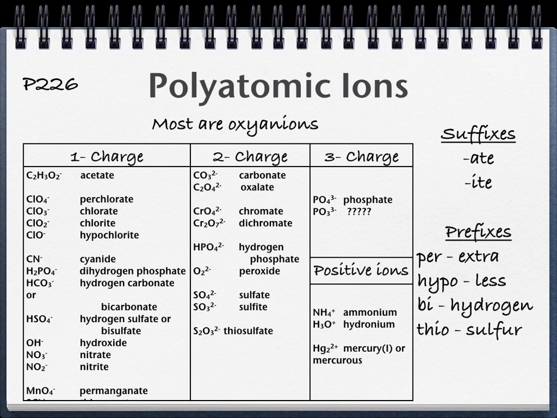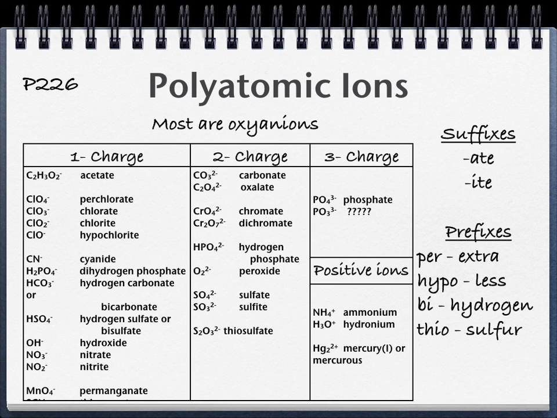Another prefix that we see is the prefix thio. Thio is a prefix that indicates there's some sulfur, or maybe an oxygen has been replaced with a sulfur. So we see there's a thiosulfate ion, and in the bottom of the 1 minus column we see thiocyanate, SCN. We've got that cyanide ion, and now we're adding a sulfur. So thio is a prefix that indicates sulfur.